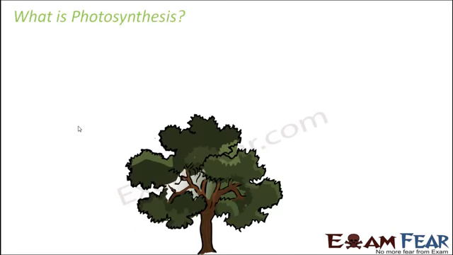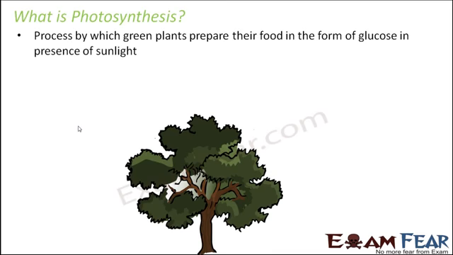Now, before we get into the detail, let us start from the scratch. However, I know that all of you are aware of what is photosynthesis, but still, for a quick recap, let me start from the beginning. So what is photosynthesis? It is the process by which green plants prepare their food in the form of glucose in presence of sunlight. So, as I said, the food is prepared in the plants in the form of glucose, which is a simple sugar.